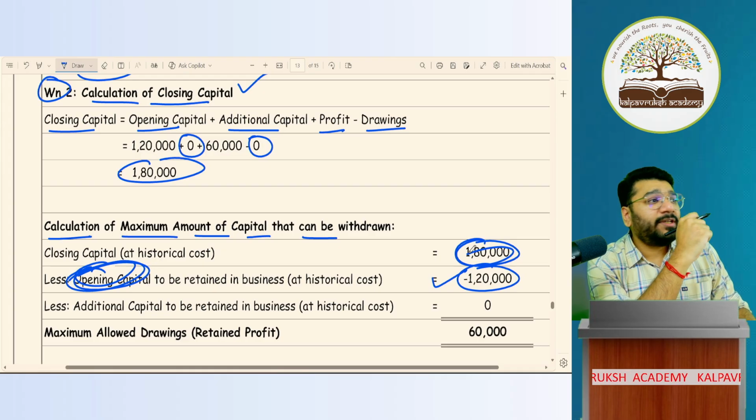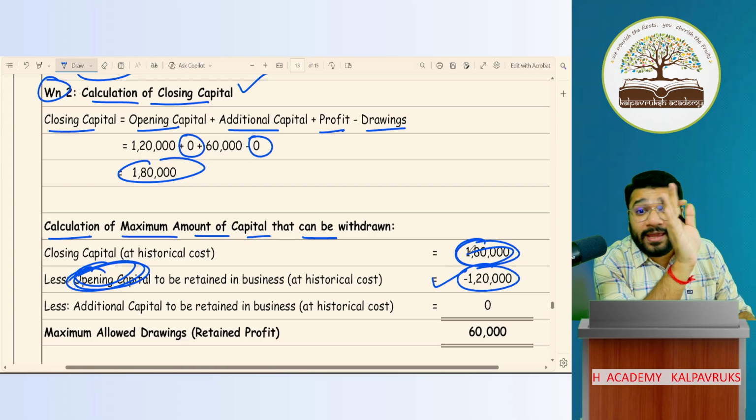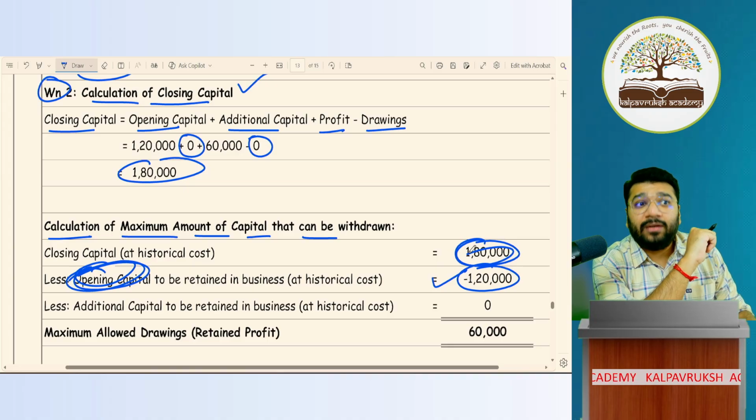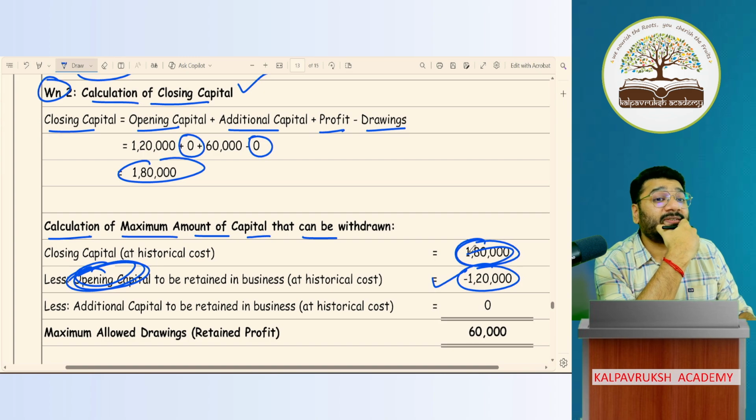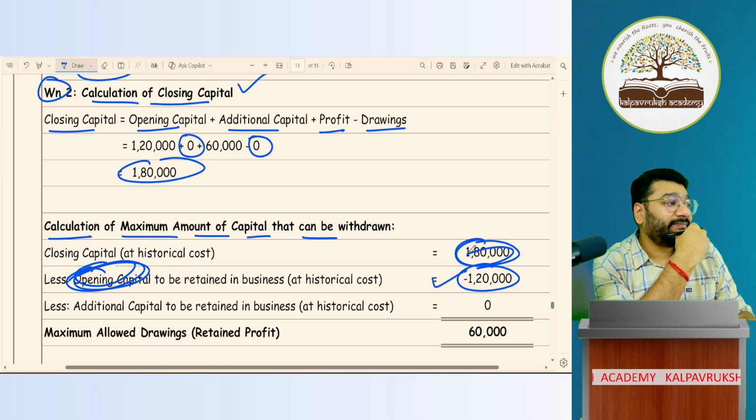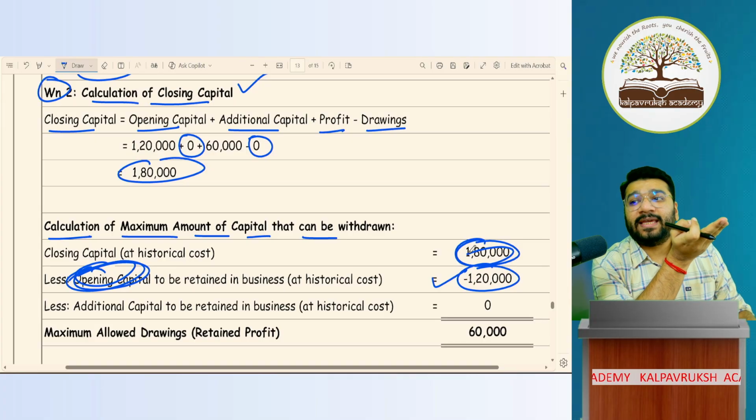Correct? No, profit will not change. Now my second question is, will closing capital change? It depends on your drawings. Will closing capital change? Yes, closing capital will change.